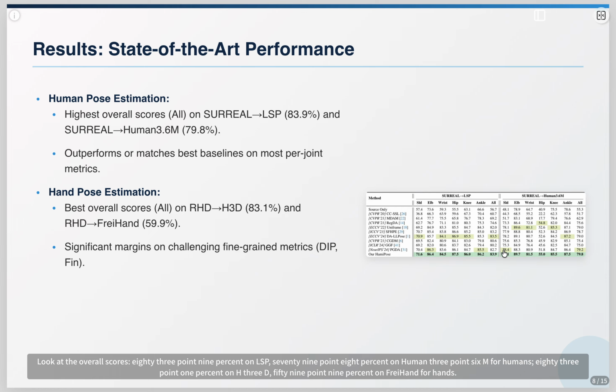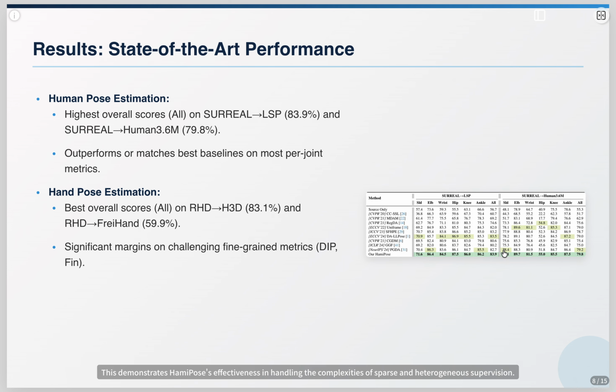Look at the overall scores: 83.9% on LSP, 79.8% on Human3.6M for humans, 83.1% on H3D, 59.9% on FreiHAND for hands. These aren't just marginal gains. The advantage is clear, especially on challenging fine-grained metrics like fingertips and distal interphalangeal joints for hands. This demonstrates HamiPose's effectiveness in handling the complexities of sparse and heterogeneous supervision.